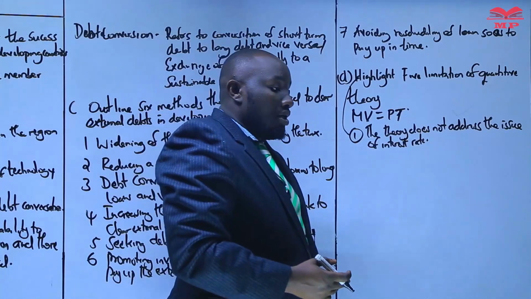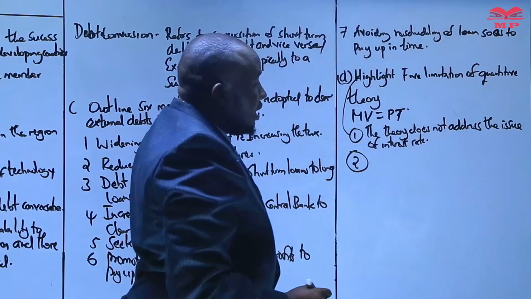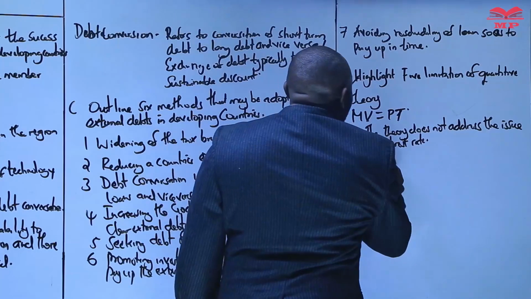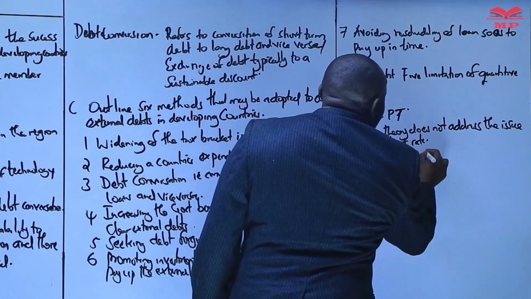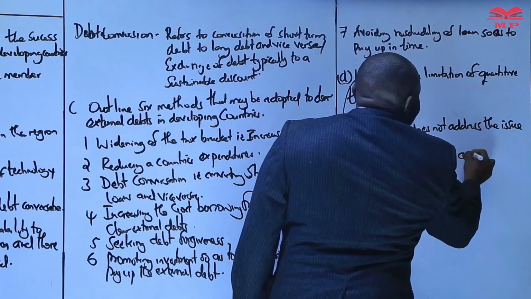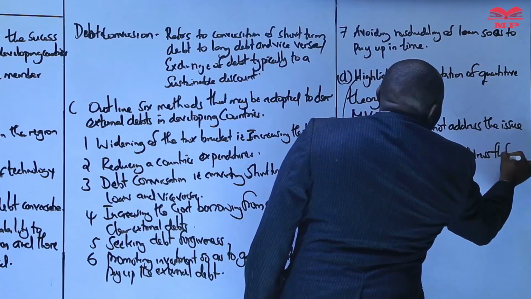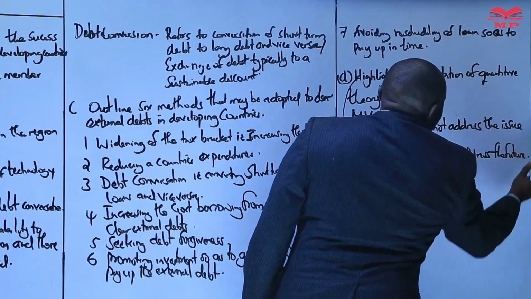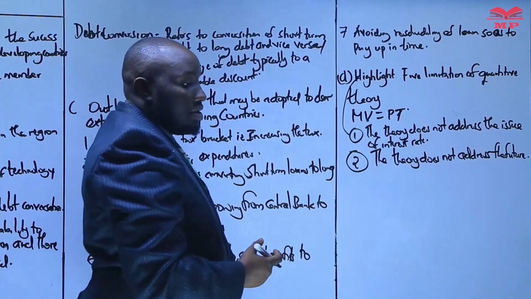We can also have number 2 limitation on this theory: the theory does not address the future. This theory does not basically touch on the future.